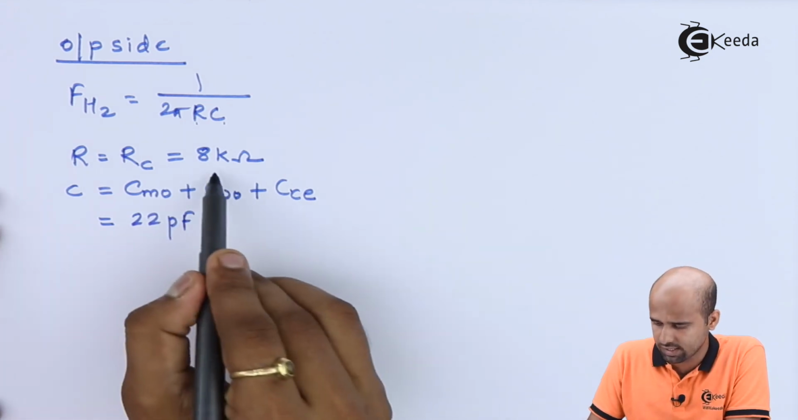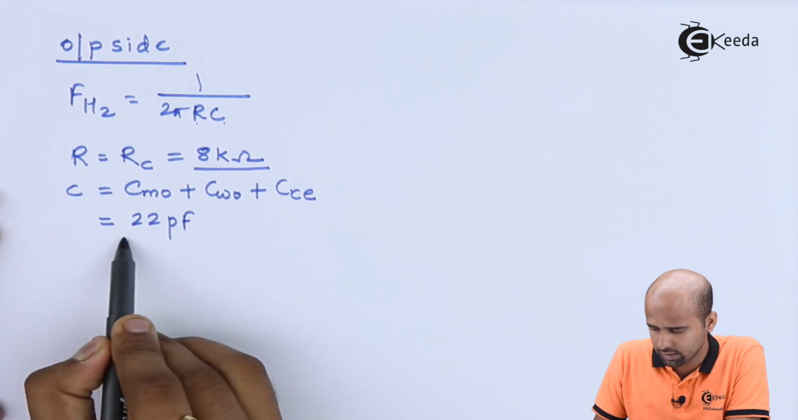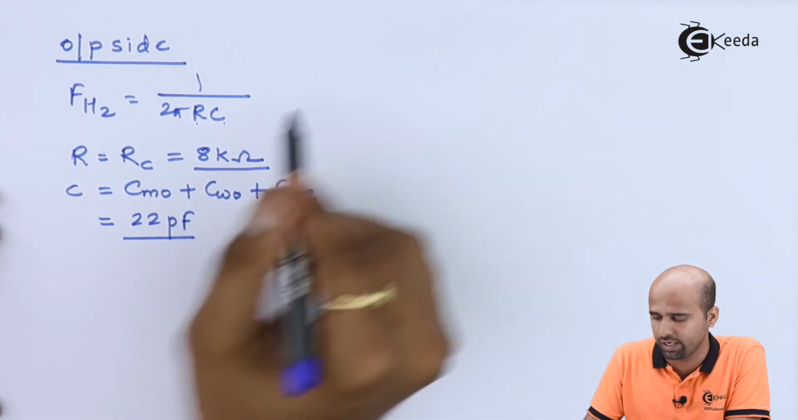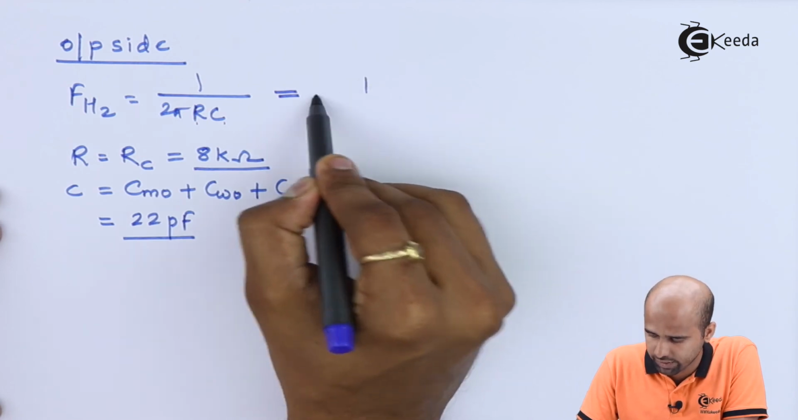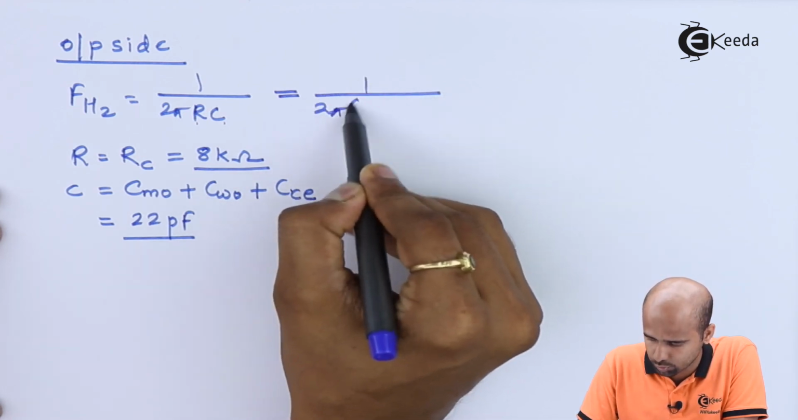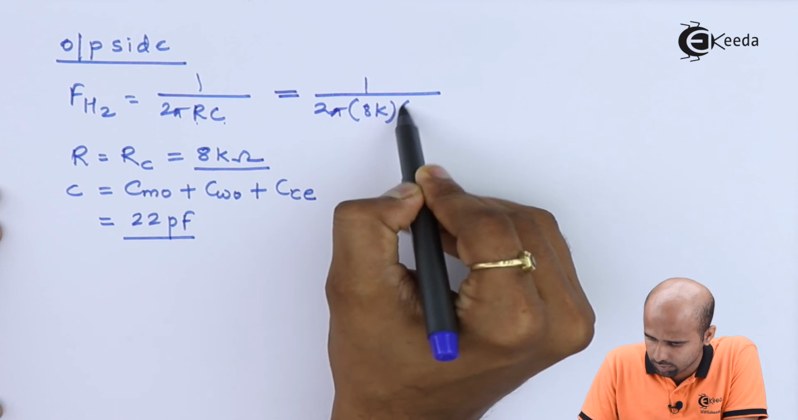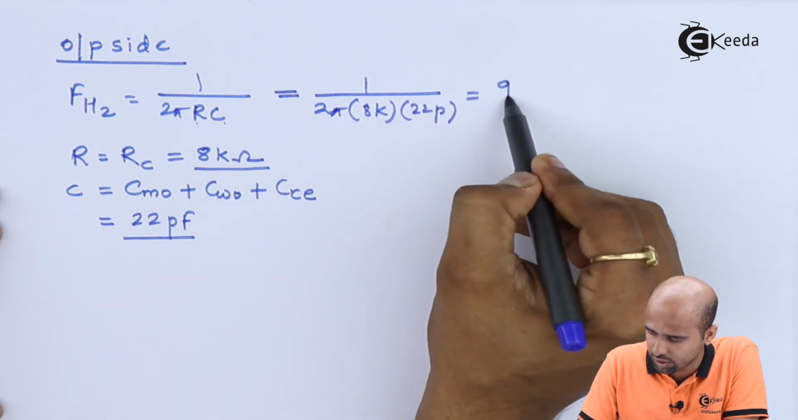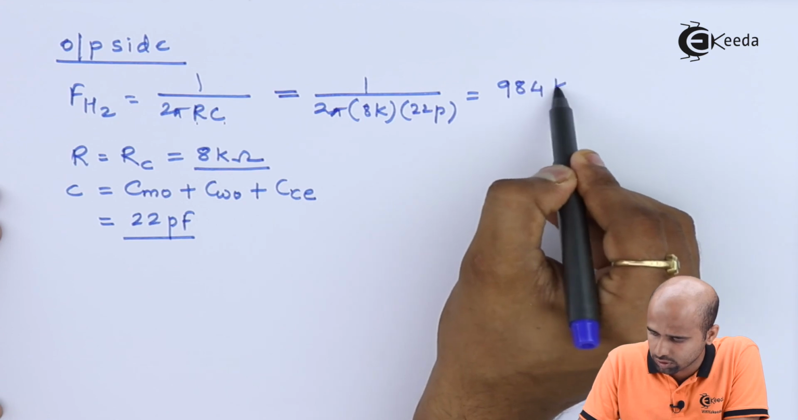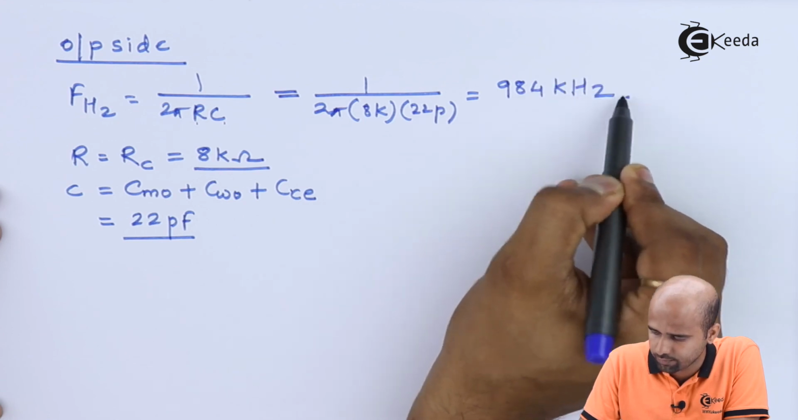The value of RC is 8 kilo ohm and C is 22 picofarad. We'll put this in this formula 1 upon 2 pi RC. We will be getting 1 upon 2 pi 8 kilo multiplied by 22 pico. This coming out to be 984 kilohertz.